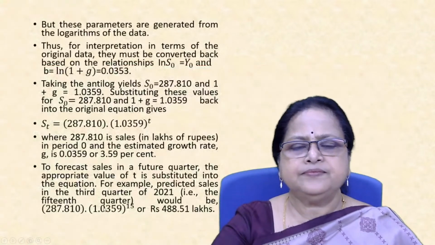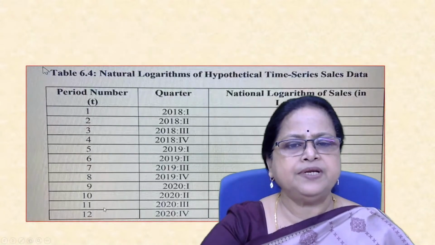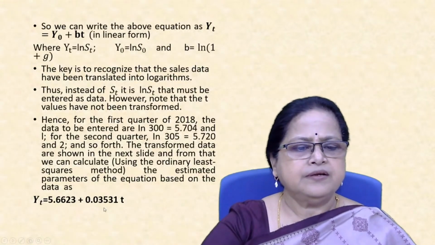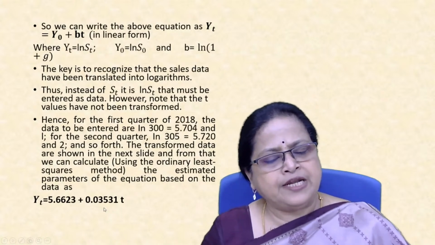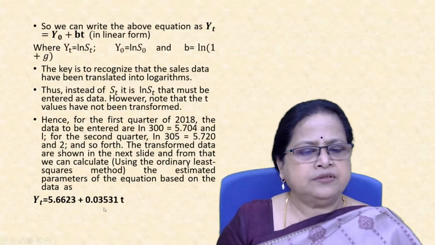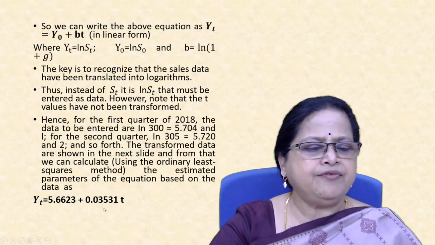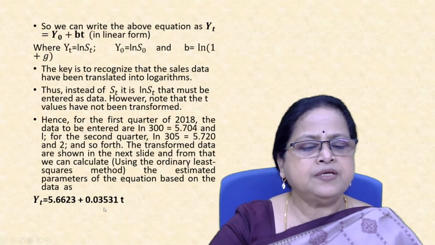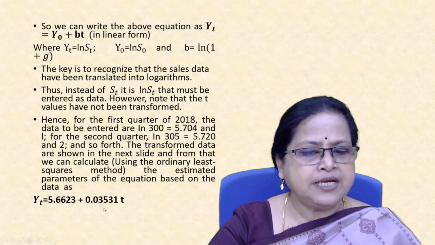Now these parameters are generated from logarithms of the data. Putting the natural log values, you can find out from the table the estimated value: Y_t = 5.6623 + 0.03531 t. This is in terms of natural log.